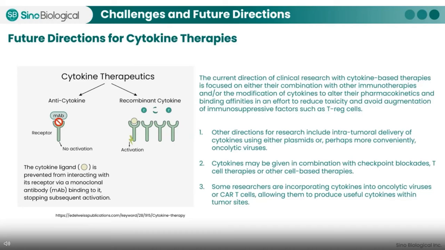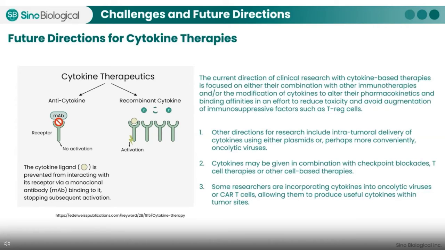The current direction of clinical research with cytokine-based therapies is focused on either their combination with other immunotherapies and/or modifications of cytokines to alter their pharmacokinetics and binding affinities in an effort to reduce toxicity and avoid augmentation of immunosuppressive factors such as Treg cells. New approaches that improve targeting of cytokines and alter their pharmacokinetics may be useful, such as cell-based or other vector delivery, chemically modified recombinant proteins, etc., to overcome limitations of different cytokine therapies.